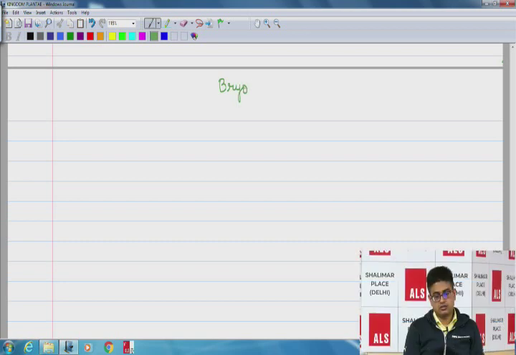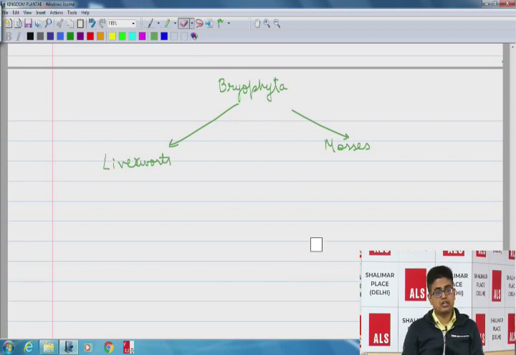Bryophyta basically consists of liverworts and mosses. We have just studied the life cycle of bryophyta, and basically the life cycle of bryophyta is also the life cycle of mosses in general. Liverworts, why do we call them liverworts? Because they look like liver in shape. Mosses are called mosses because they are very soft. Somebody gave the name moss and that is still standing.